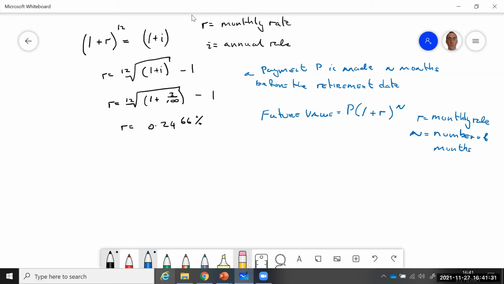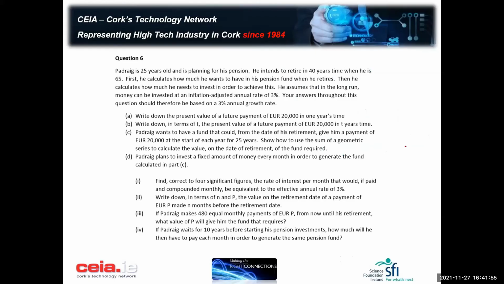So in our particular case, the future value of P euro would be (1 + 0.2466 divided by 100), so 1.00246, all to the power of n. Okay, we don't know what n is yet. So in the next question, if Padraig makes 480 equal monthly payments of P euro from now until his retirement, what value of P will give him the fund that he requires?